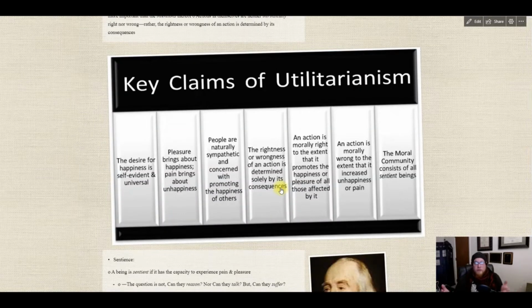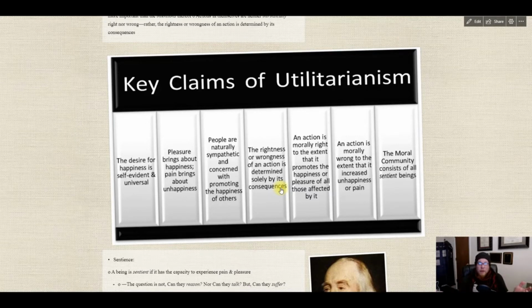So here are the key claims of utilitarianism. First off, the utilitarians start with this position: the desire for happiness is self-evident and universal. Now, this kind of sounds like ethical egoism. It's not, but it sounds like it. We all desire to be happy, and utilitarians take that as a given. Also, like the ethical egoists, pleasure brings about happiness, pain brings about unhappiness. Pleasure good, pain bad. People are naturally sympathetic and concerned with promoting the happiness of others.